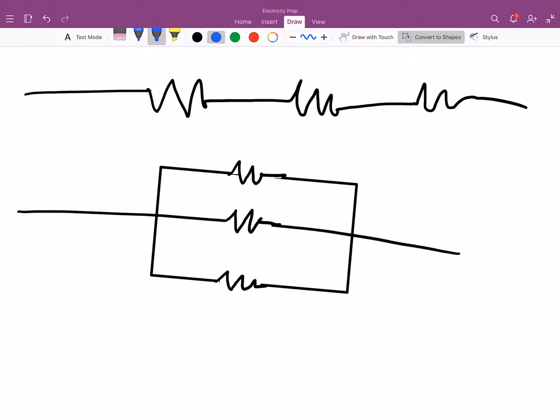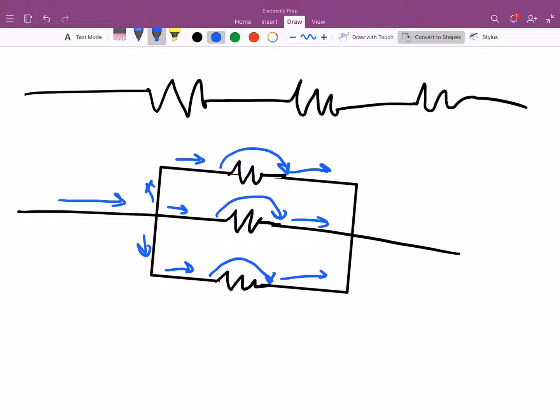Now, as before, we have electricity to flow. It will separate into three separate circuits or channels, and then meet with the resistors in this fashion, and it will continue to flow and restore back to one circuit line or channel. As I said before, these are known as parallel.